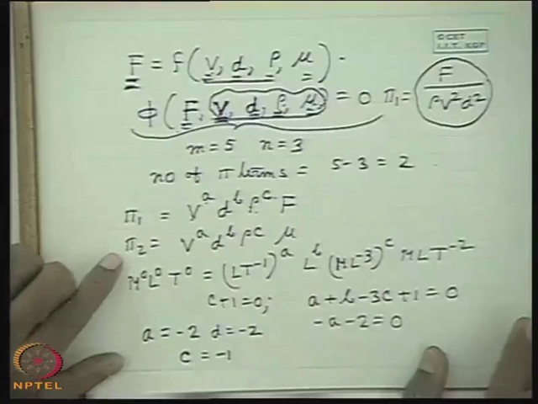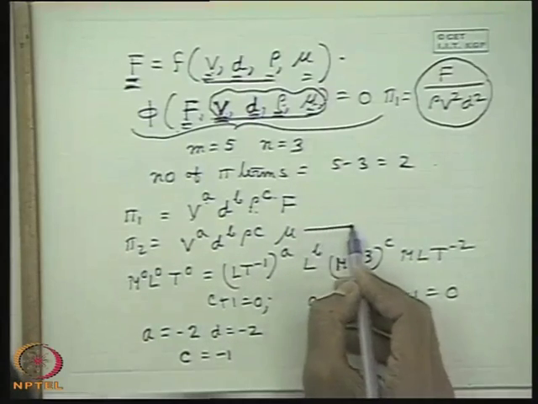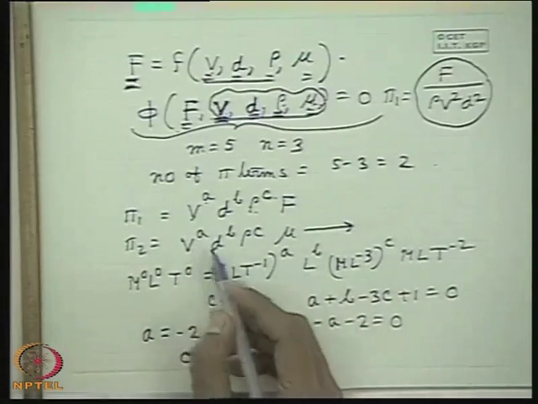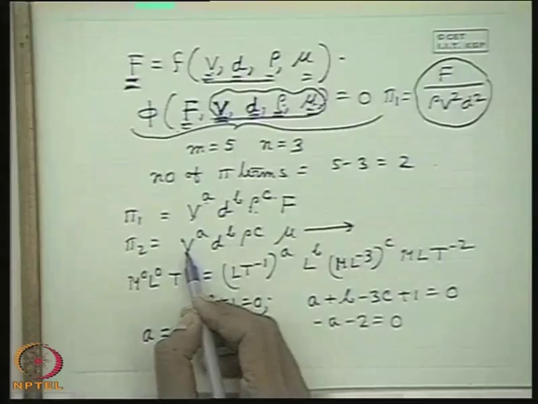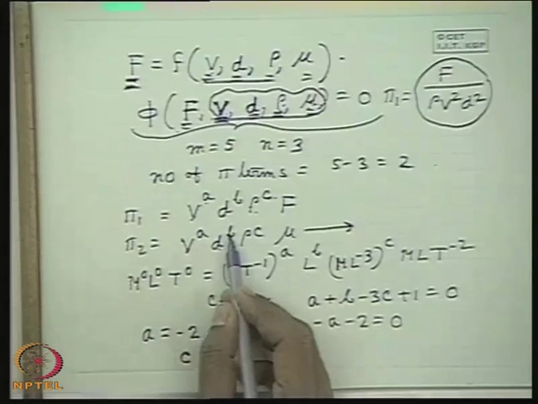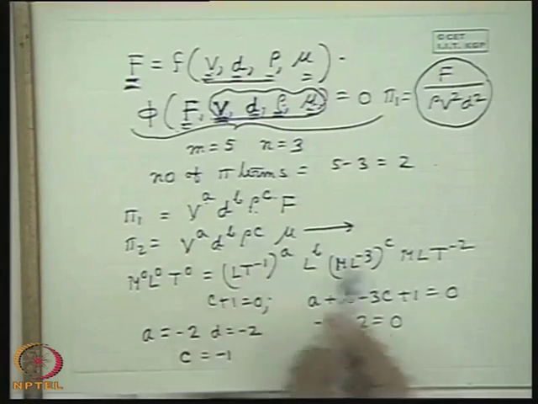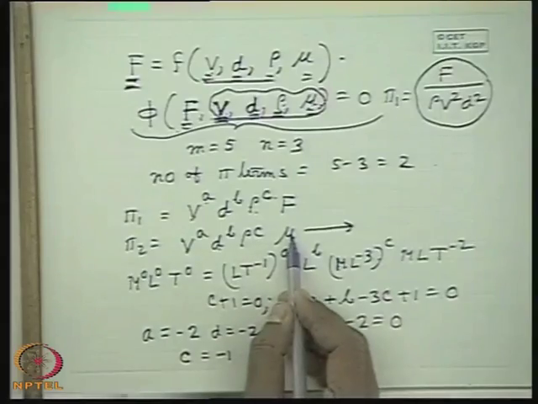Similarly, if you solve for pi 2, you put L T to the power minus 1 to the power A, L to the power B, M L to the power minus 3, same thing, only mu is M L T to the power minus 1.